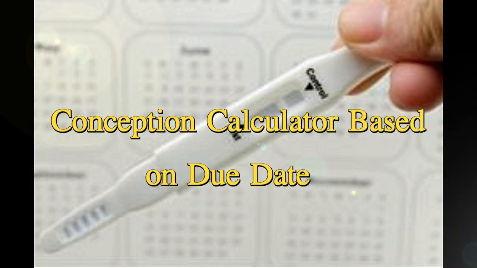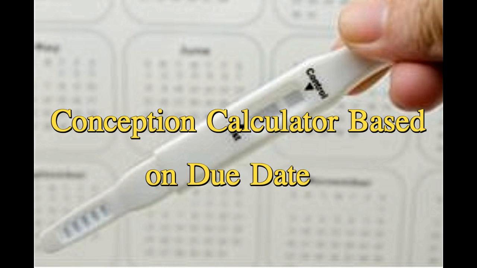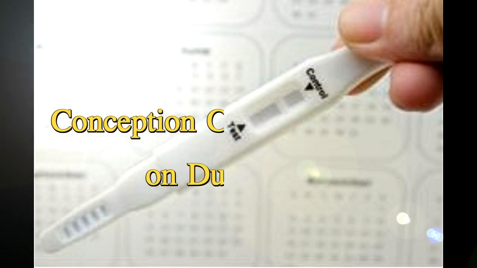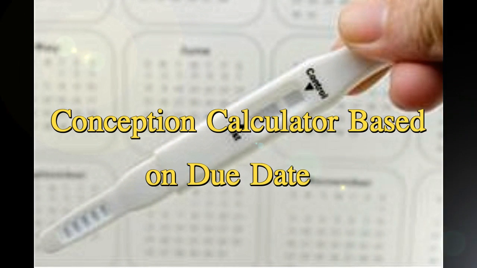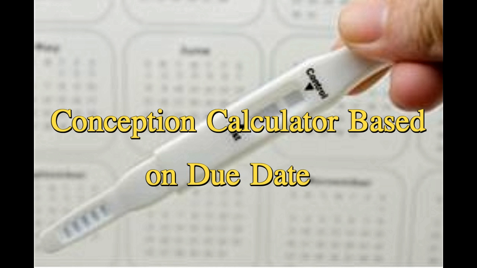Conception calculator based on due date. Many parents-to-be feel the need to know when their baby was conceived. With the help of a conception calculator based on due date, parents-to-be will be able to find out the conception date.